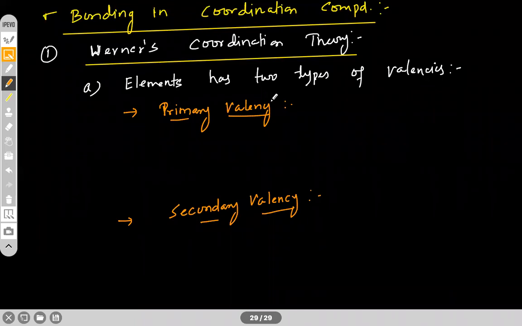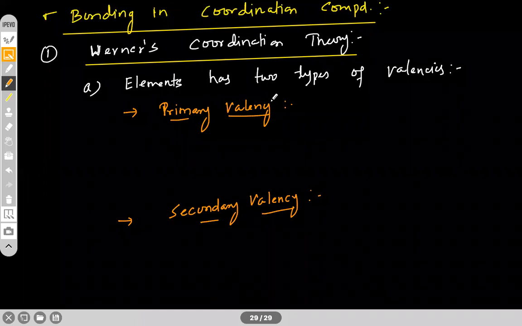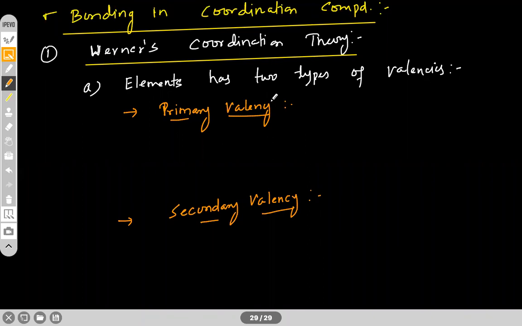So in the complex, if a negative ion is present, only negative ions satisfy the primary valency, and we represent the negative ions with the dotted line, because I have given you that it is represented by the dotted line. So negative ion is represented by dotted. I'll draw the structure also.